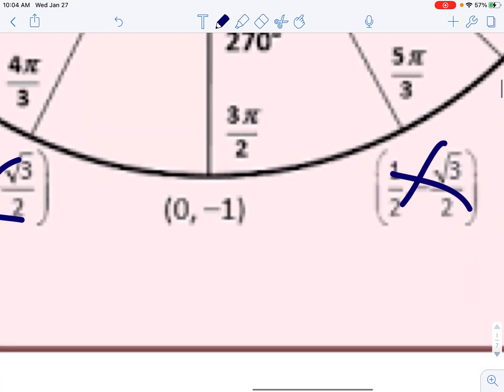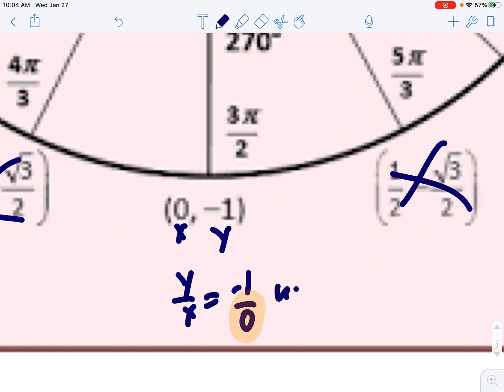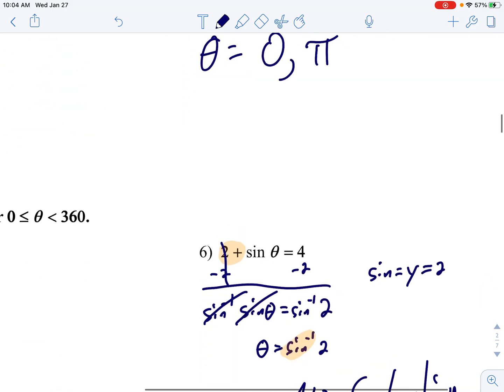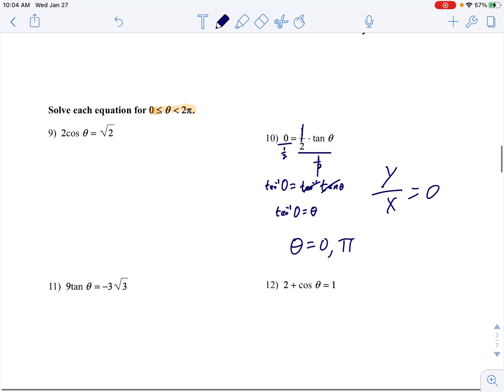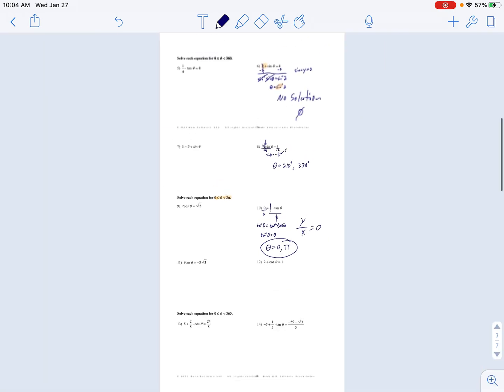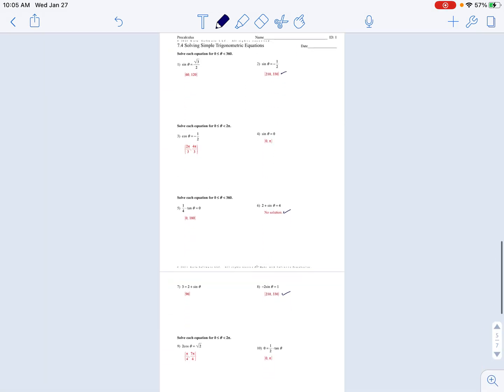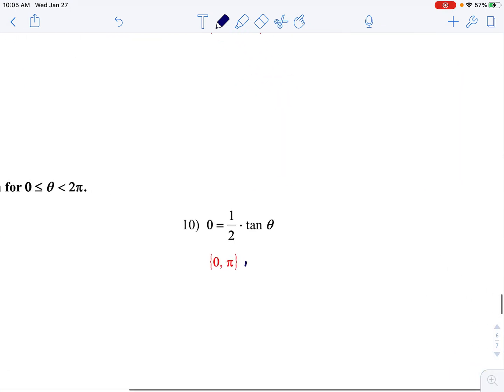Okay, so this point down here, that's x, that's y. Tangent is y divided by x, that's negative 1 divided by 0, but again, dividing by 0 is undefined. Therefore, this one is not one of the answers. So my only answers to number 10 should be 0 and pi. Let's check number 10. And there it is, 0 and pi.